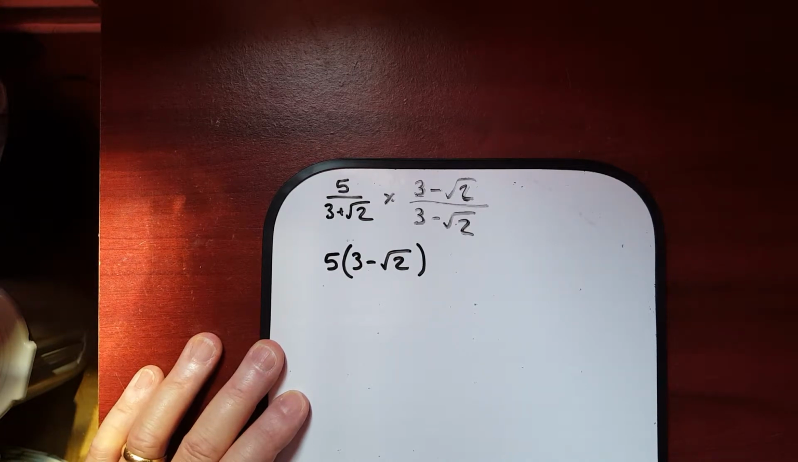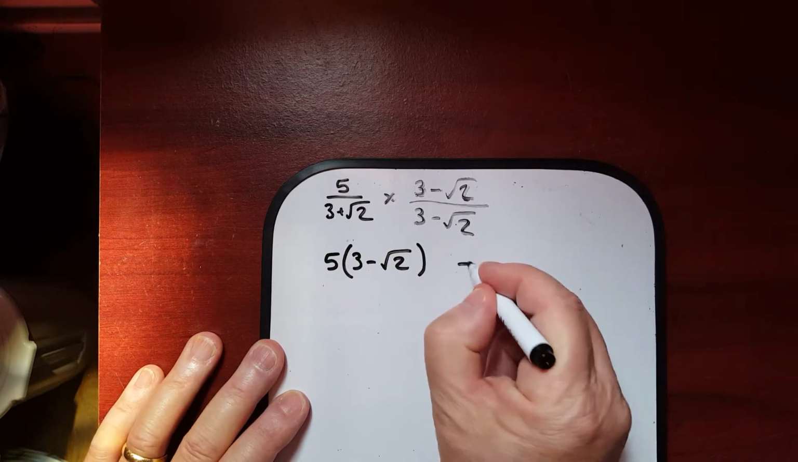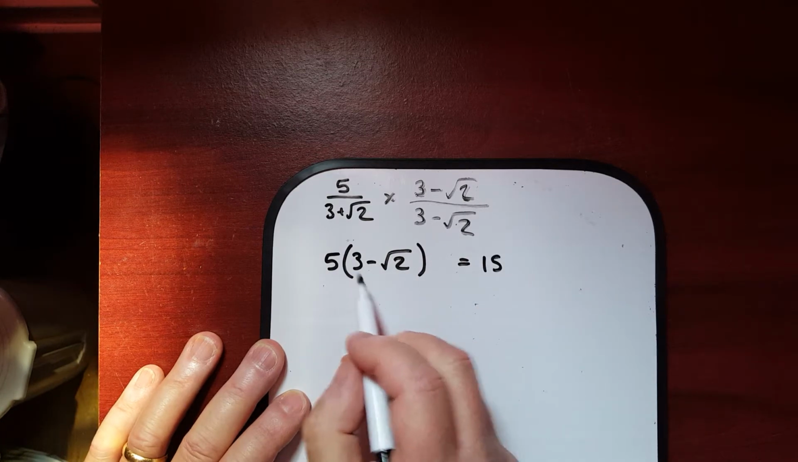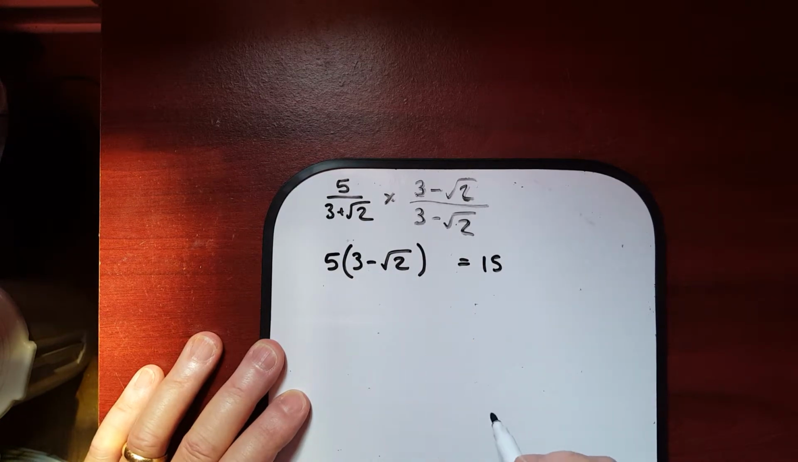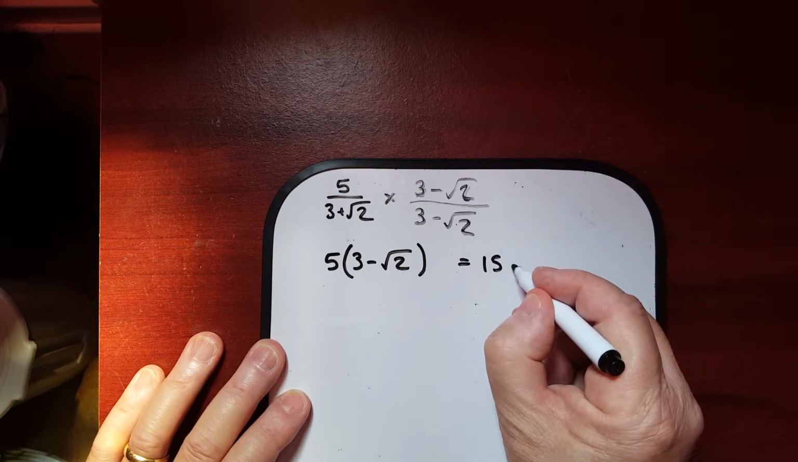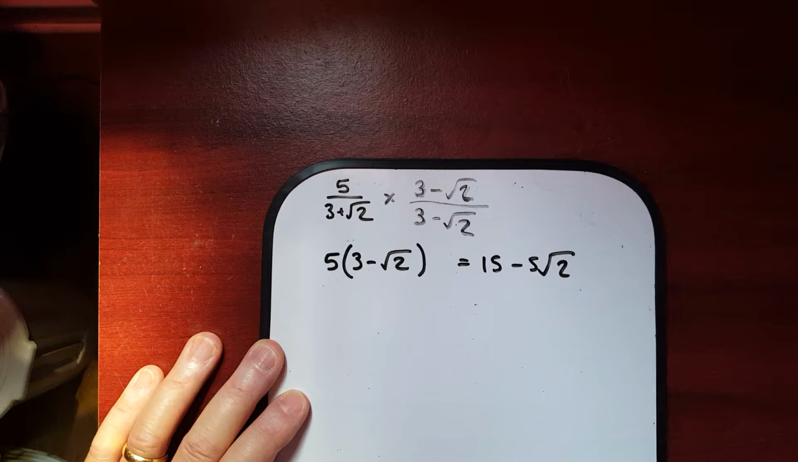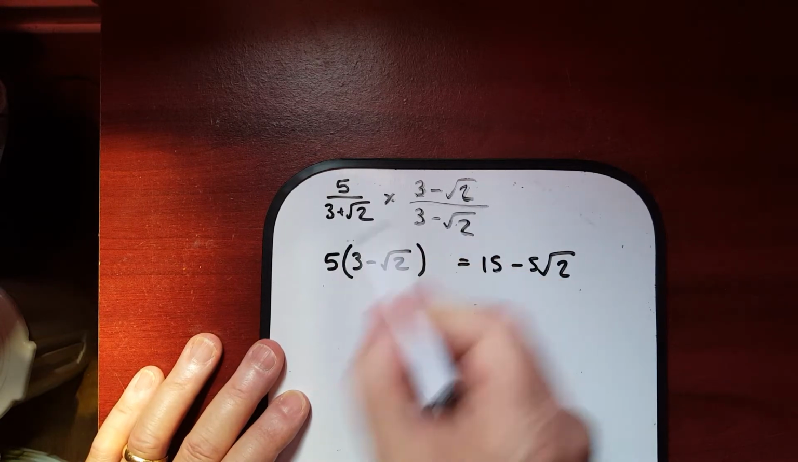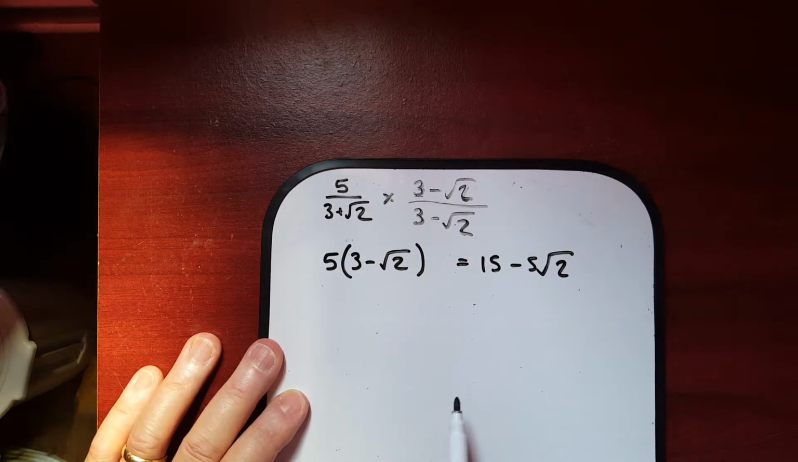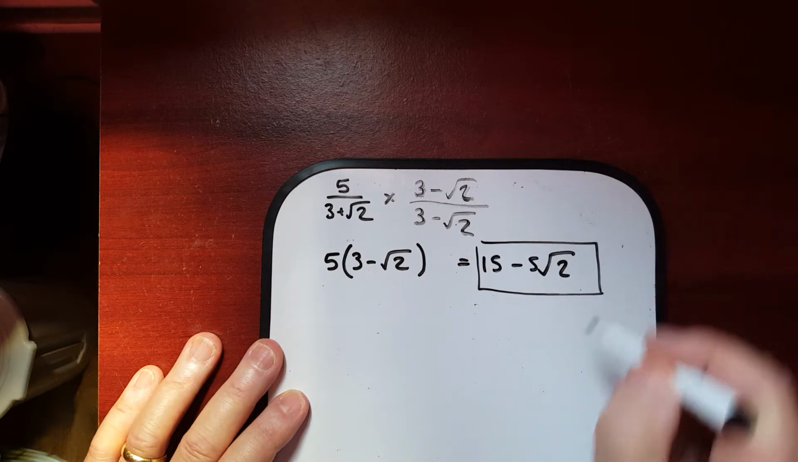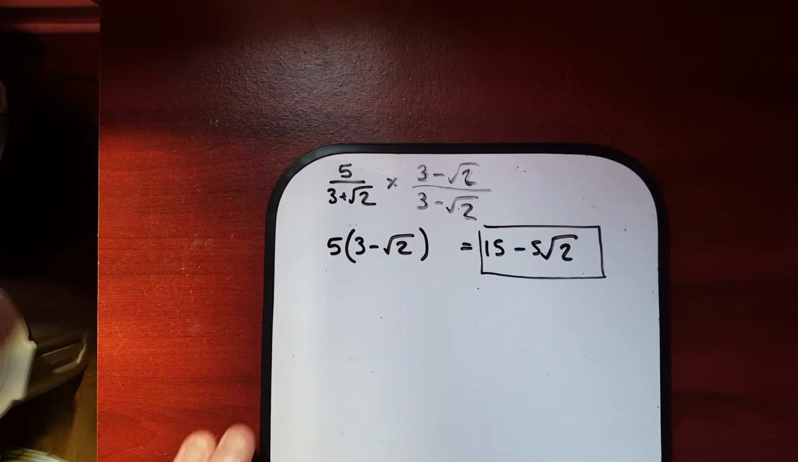Now if you expand those brackets, 5 times 3 makes 15. 5 times minus the square root of 2 equals minus 5 lots of the square root of 2. Now that's already sorted out the top line of our fraction. Now let's just keep that in mind for a moment. We're going to need it later. But let's look at the bottom line now.